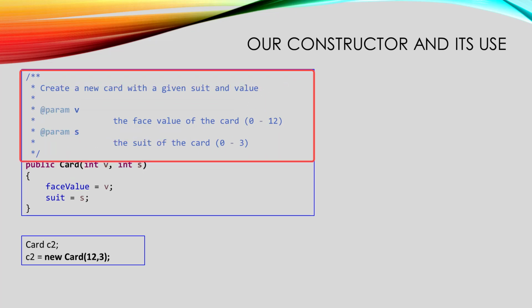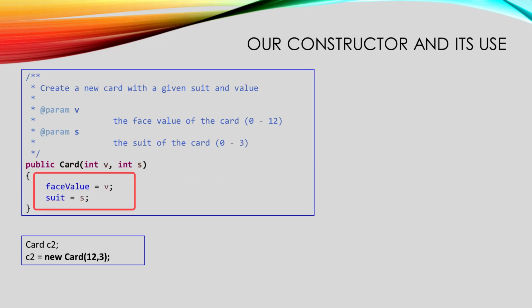All of this is comments, starting from the /* and going to the */. They're a special kind of comment we'll learn more about later, but you can see that it helps us document the purpose of each parameter. The body of our constructor just takes each of the parameters and stores them into the appropriate instance variable so that the object will remember it.